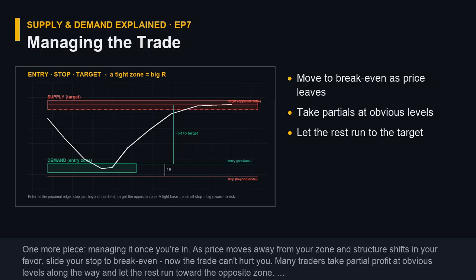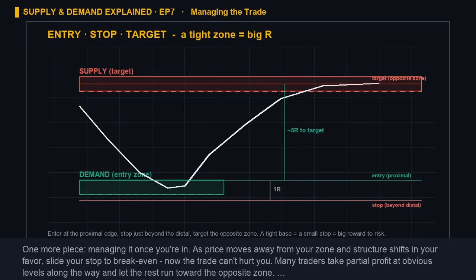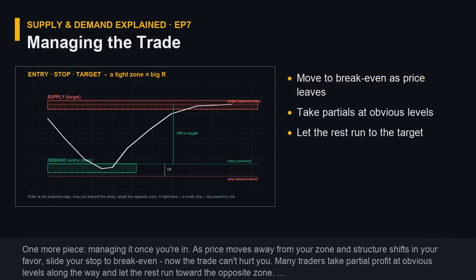One more piece, managing it once you're in. As price moves away from your zone and structure shifts in your favor, slide your stop to break even. Now the trade can't hurt you. Many traders take partial profit at obvious levels along the way and let the rest run toward the opposite zone. Exactly how you scale is personal, but the principle is constant. Protect the position first, then give the winner room to reach target. Manage the trade, don't babysit it.